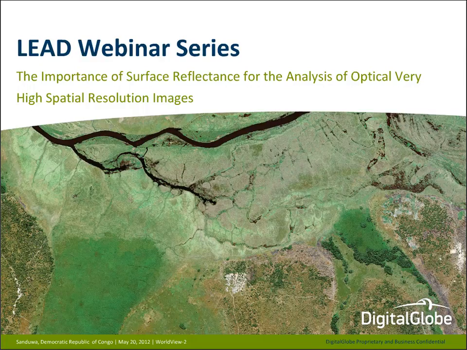Today's webinar, titled The Importance of Surface Reflectance for the Analyst of Optical Very High Spatial Resolution Images, will illustrate that not only surface reflectance is necessary to consistently and efficiently analyze satellite imagery, but also that the angular information of the acquisition should not be neglected, as it can provide unique features on the scenes being analyzed.